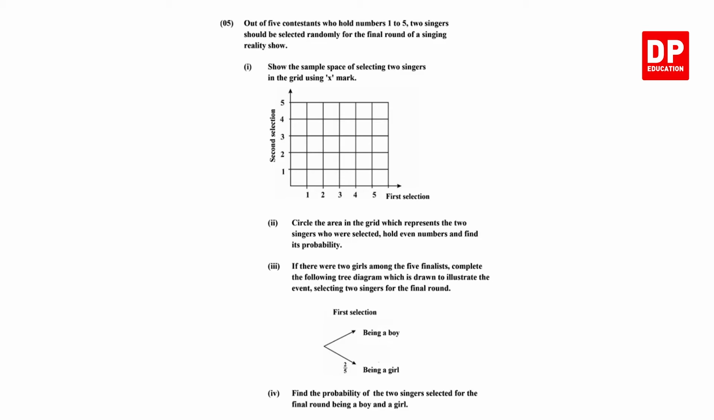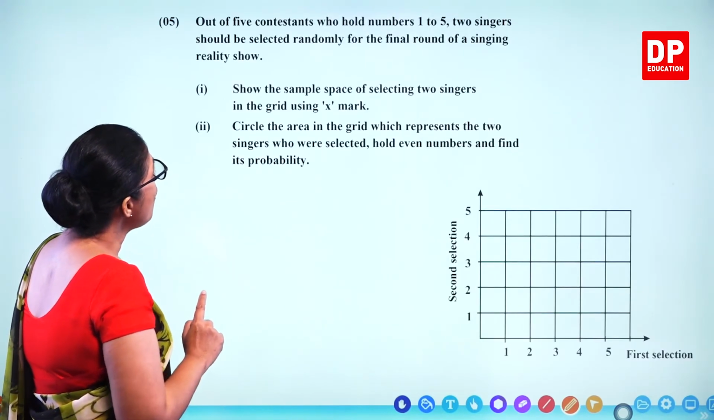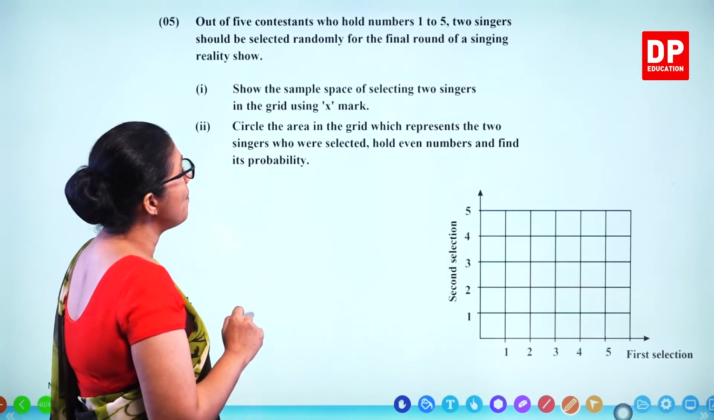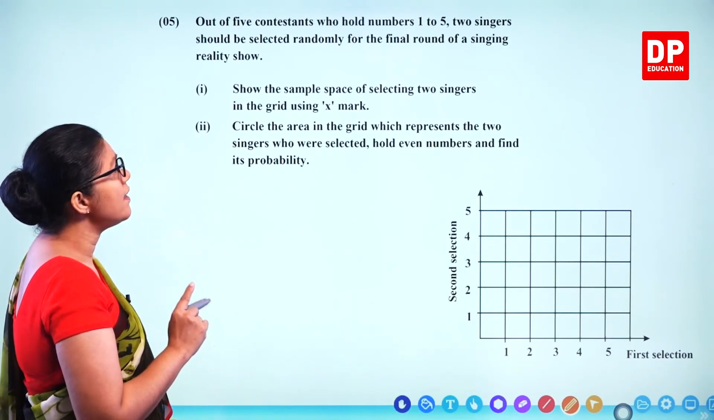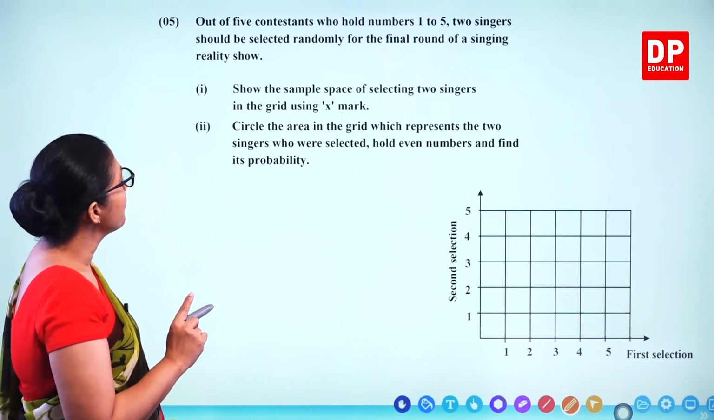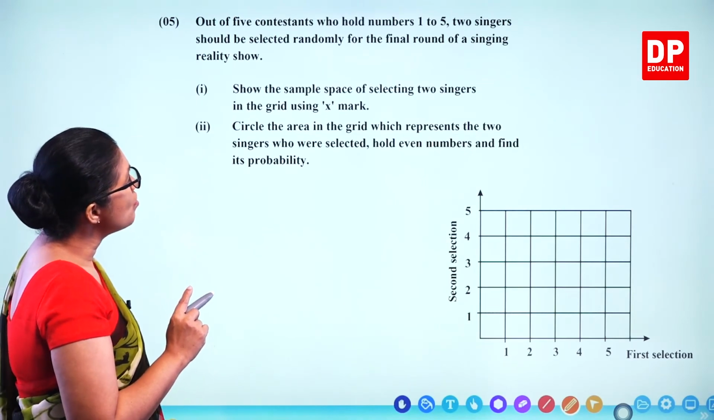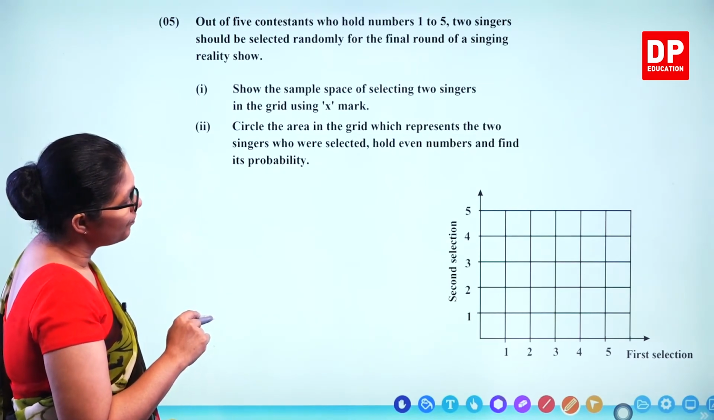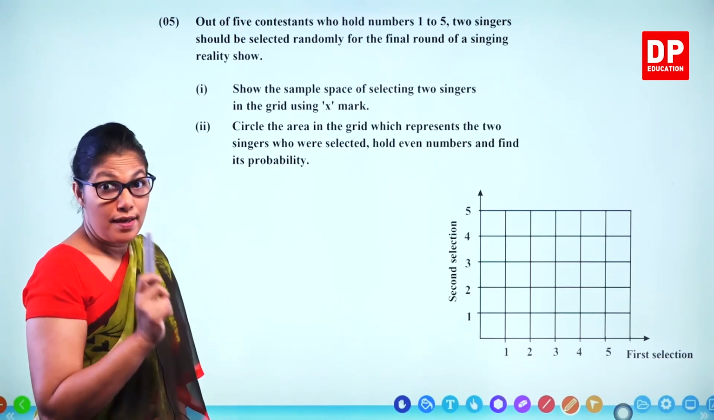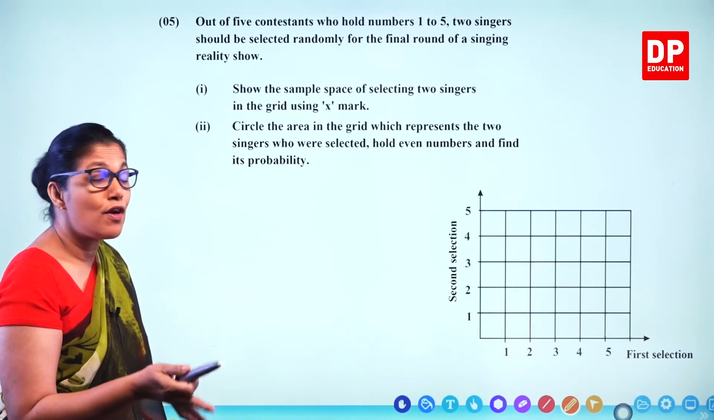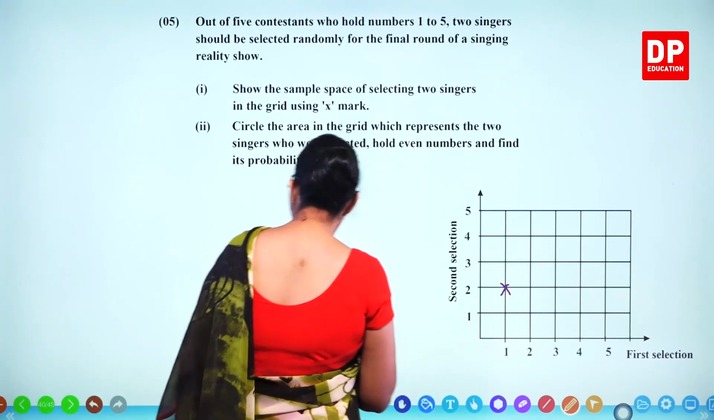That's about probability. Out of 5 contestants who hold numbers 1 to 5, 2 singers should be selected randomly for the final round of a singing reality show. Show the sample space of selecting 2 singers in the grid using cross mark. So, first selection 1 to 5, second selection 1 to 5. Here you can't take the same person for both selections. If it's one already selected, you can't take one again.